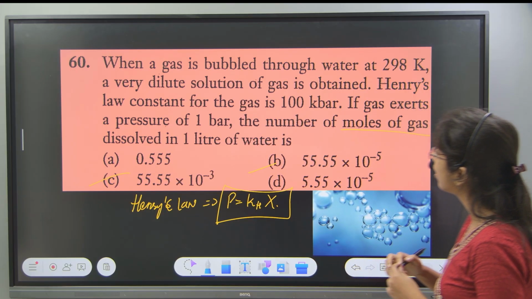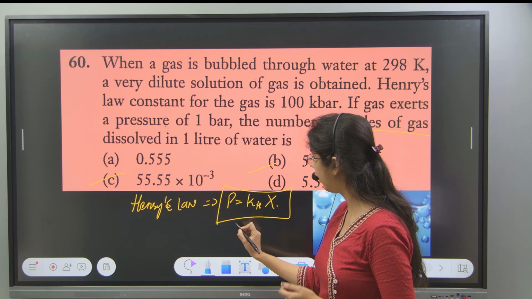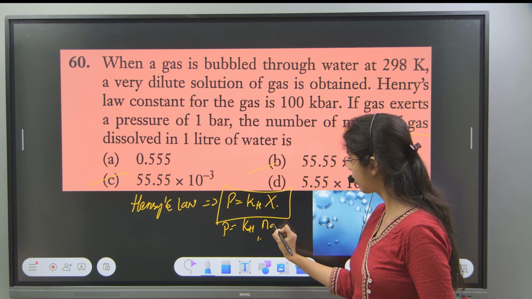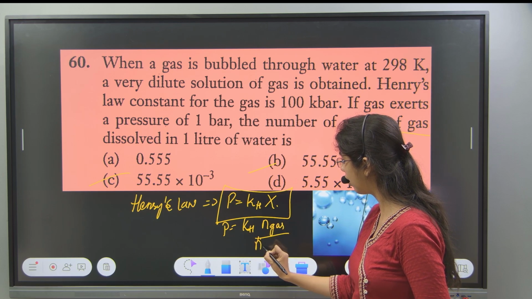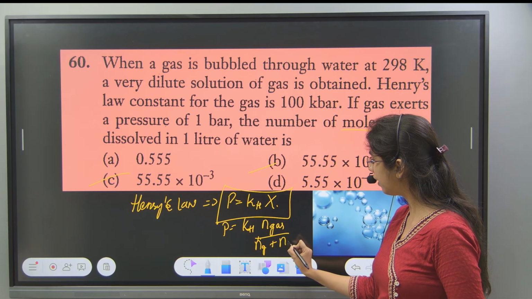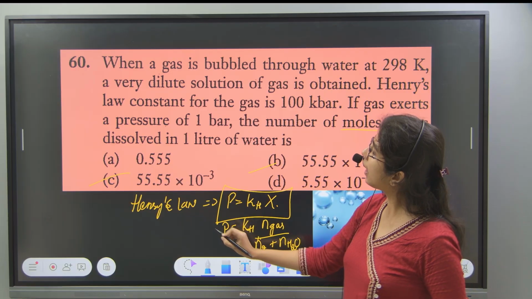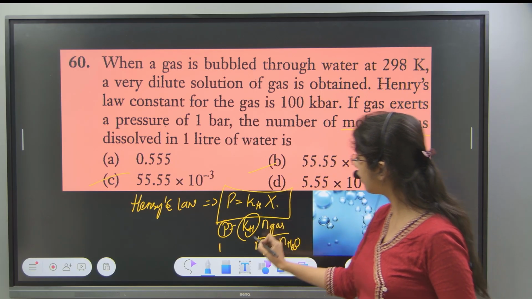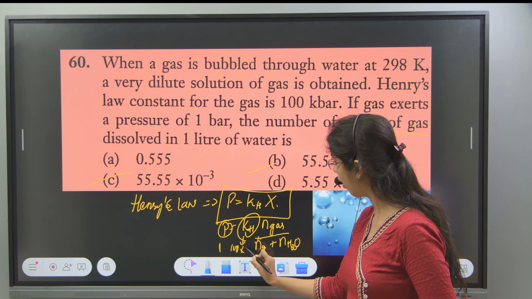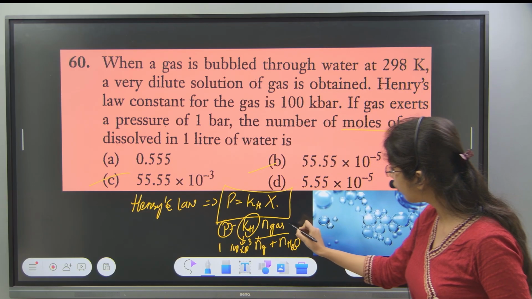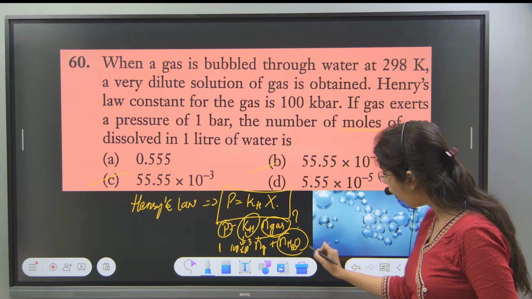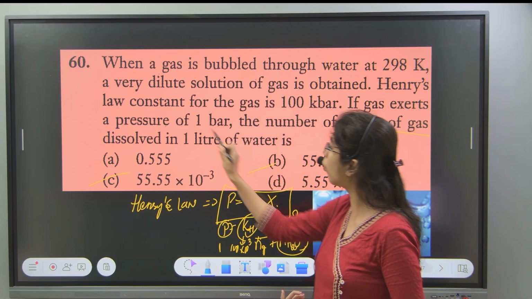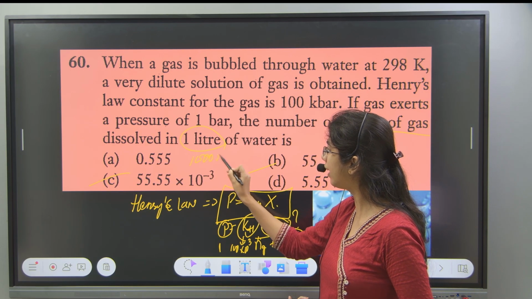What is it that we have to find out? We have to find out moles of gas. So we'll write that mole fraction is equal to moles of gas divided by total number of moles, that is moles of gas plus moles of water. Pressure they have given, that is 1. KH value also they have given, that is 100 kilobar. Now we have to find out this and also this. How do we find out moles of water? Look, they have taken 1 liter of water, that is 1000 ml.